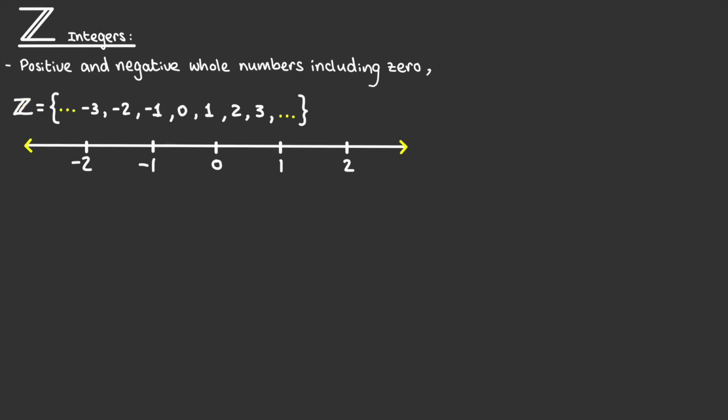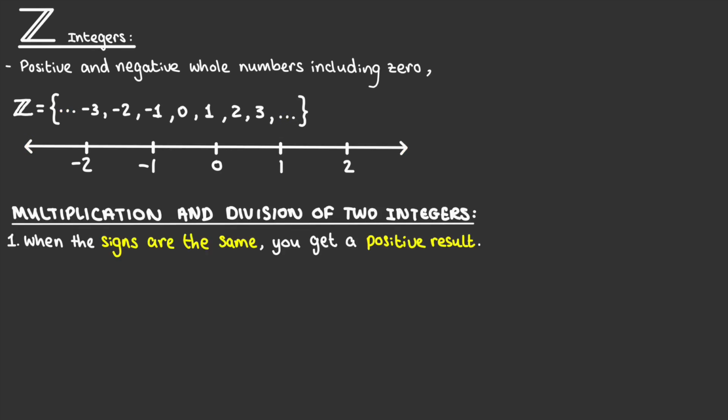Since the set of integers contains all of the positive and negative whole numbers, we use an ellipsis on either side of the curly brackets to tell us that the set continues to infinity. This can also be denoted by placing an arrow at each end of a number line. Now that we have defined the set of integers, we can now learn about multiplication and division of two integers.